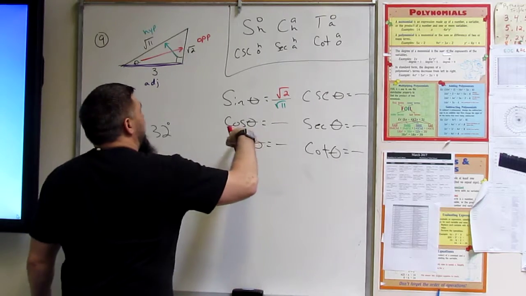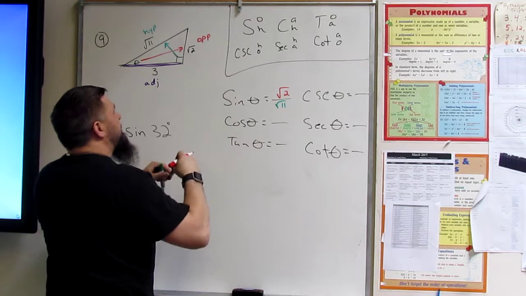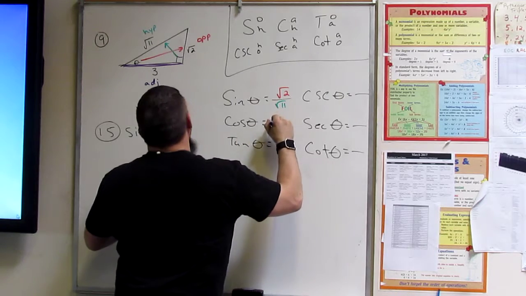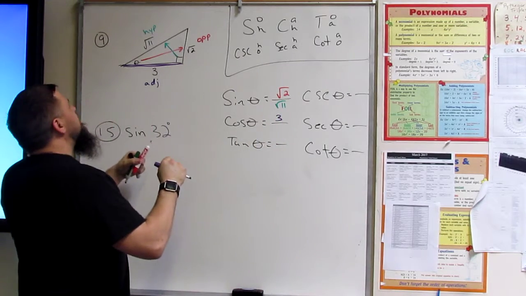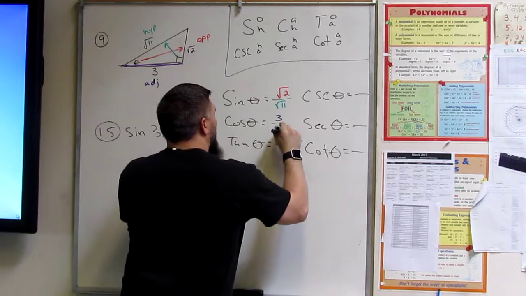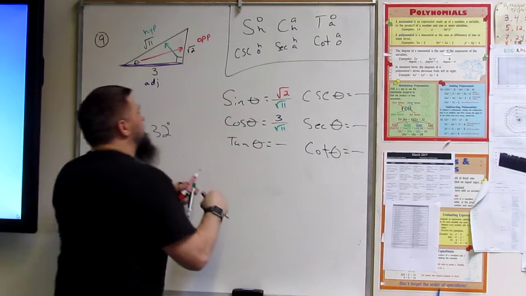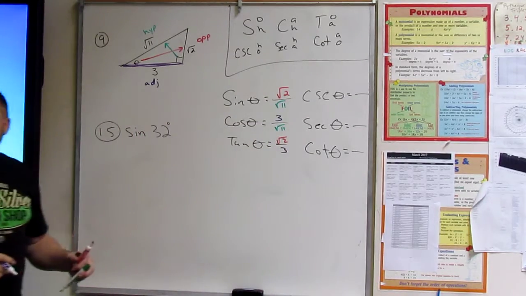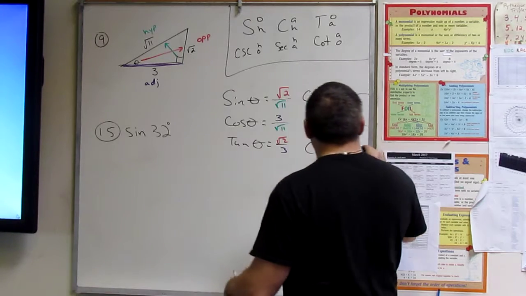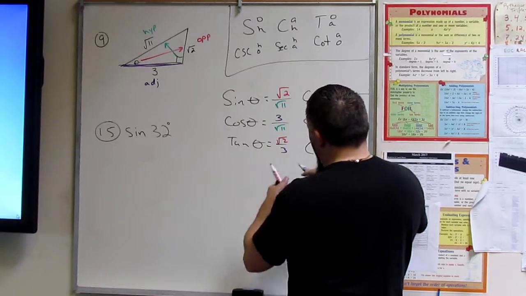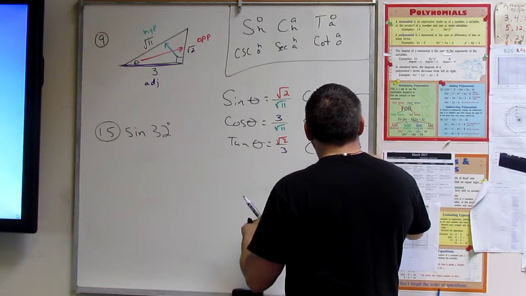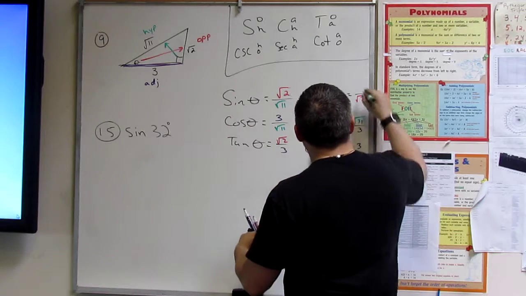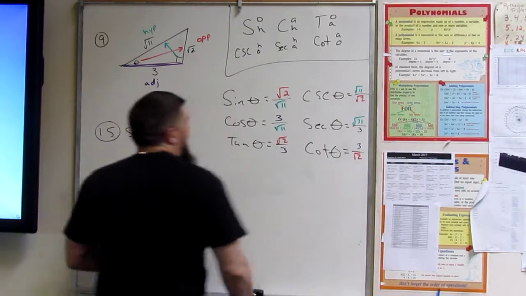Then cosine is adjacent, so cosine is 3 over square root 11. And the last one is opposite, which is square root 2, over adjacent, which is 3. And then these are just flipped: 3 over square root 2, 3 over square root 2, and square root 11 over 3 and square root 11 over square root 2.